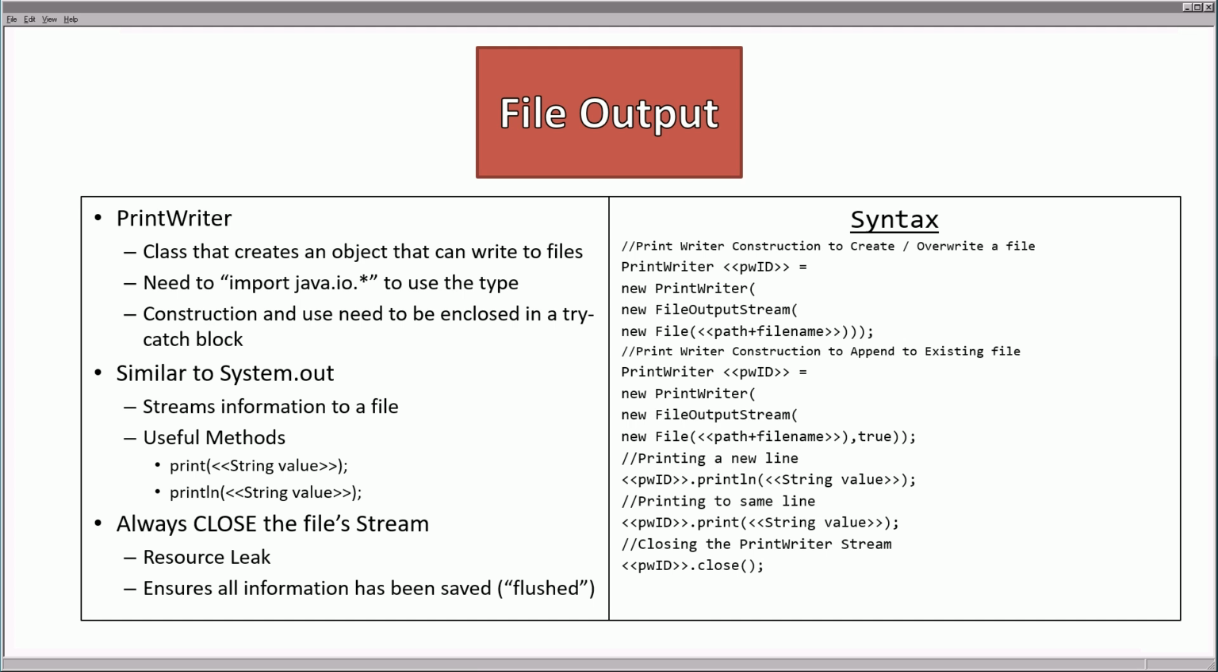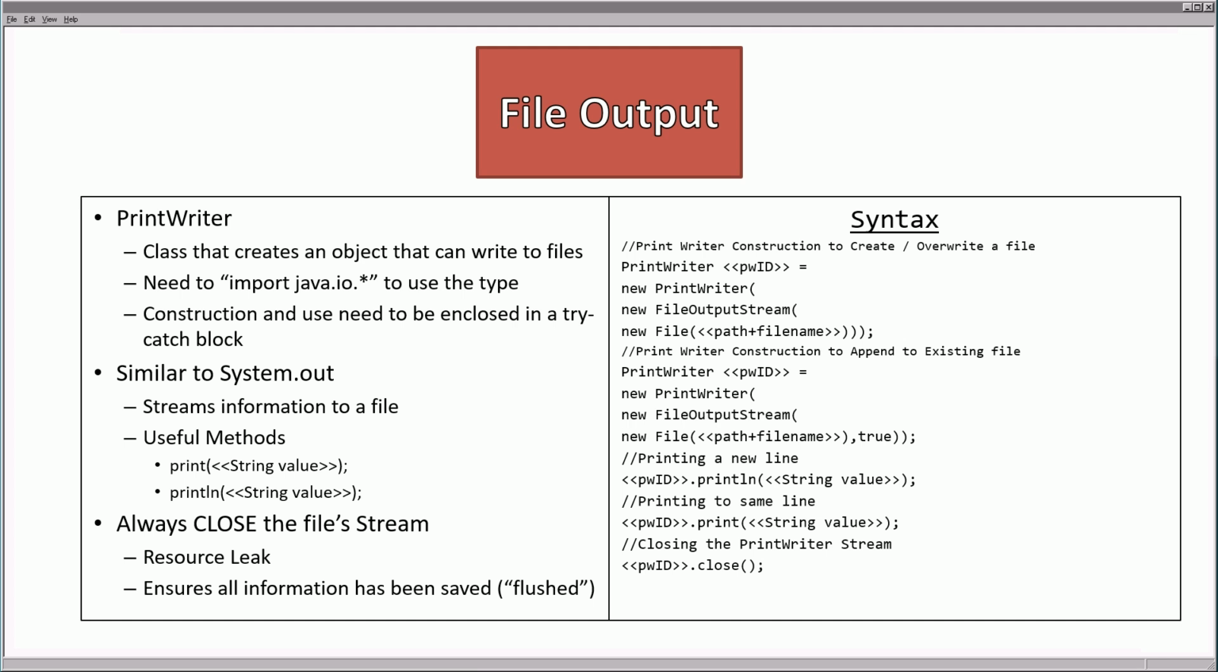Whenever we're using a PrintWriter, we have to both construct it and use it inside of a try and a catch block. There are a lot of exceptional cases when it comes to file input and file output, so we have to be able to handle those exceptions. Once a PrintWriter has been created, you basically use the object just like you would use System.out. In fact, it has two methods, one called print, which will print on the same line, and another one called println that will print to the next line.